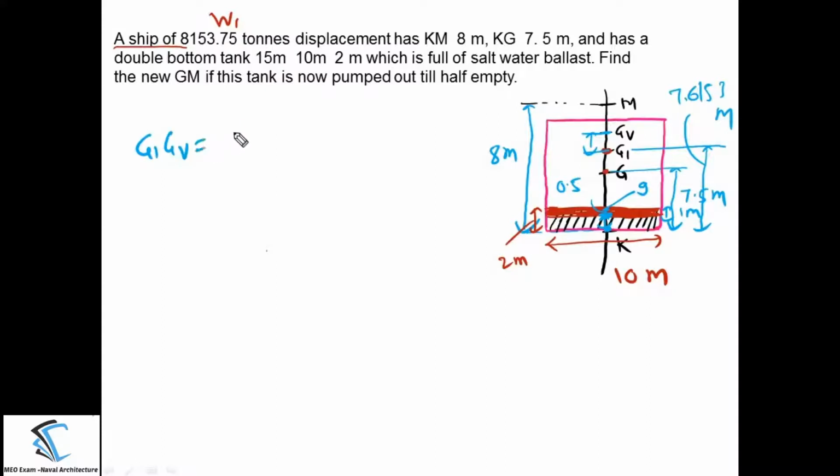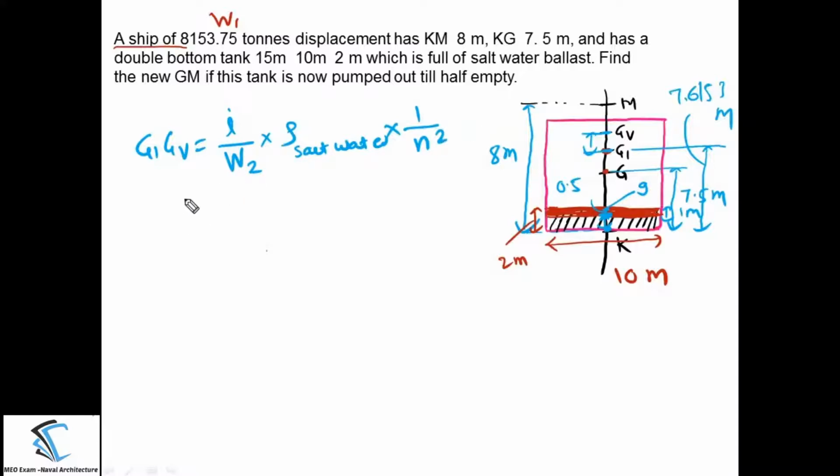G1Gv is equal to I, the moment of inertia of the tank top, divided by the displacement of the ship when the center of gravity of the ship is at G1. It means after the water is pumped out, that time what was the weight of the ship, that is equal to the displacement of the ship, that is W2, into the density of the liquid which is present in the double bottom, that is salt water in this case, into 1 by n square.